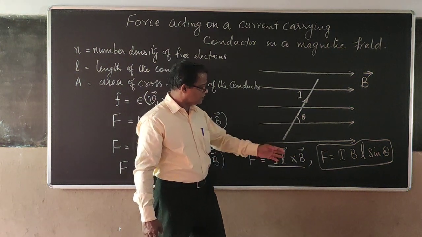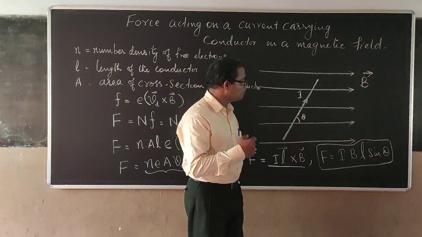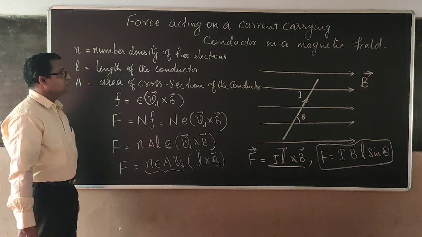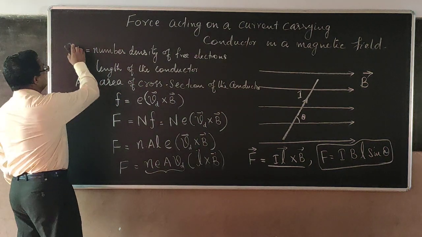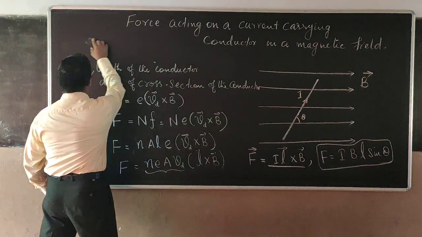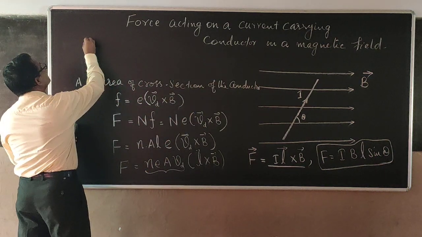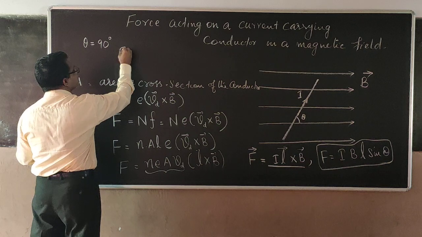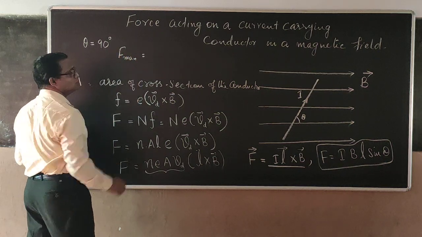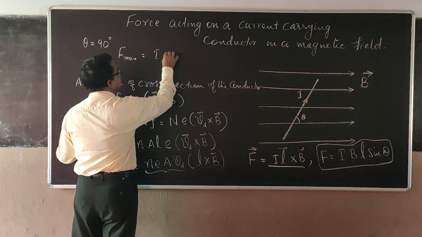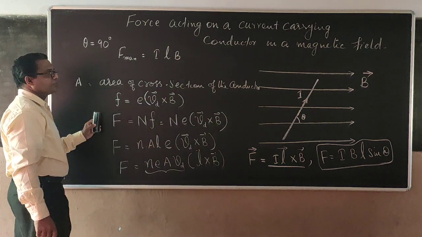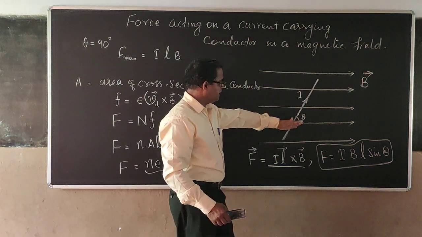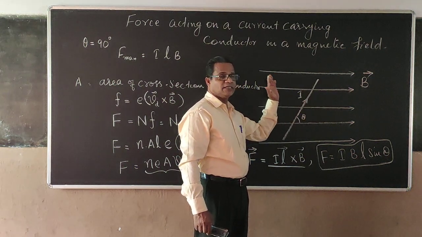And you can arrive at a maximum force condition and a zero force condition from this. Maximum force is obtained in this case, which is when theta equal to 90 degree, that F maximum will be equal to I into L into B. When theta equal to 90 degree, that means that the conductor will be exactly perpendicular to the direction of the magnetic field.